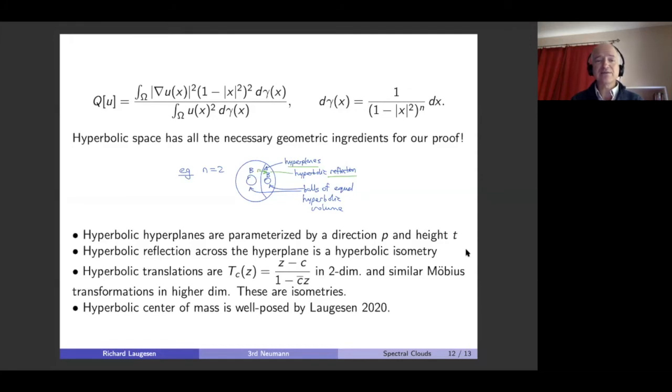In Euclidean space, here we have the hyperbolic translations, which are these Möbius transformations in 2 dimensions, and there are similar but more complicated Möbius formulas in higher dimensions. I mean, this is all well-known stuff. So we have an analog of translations.